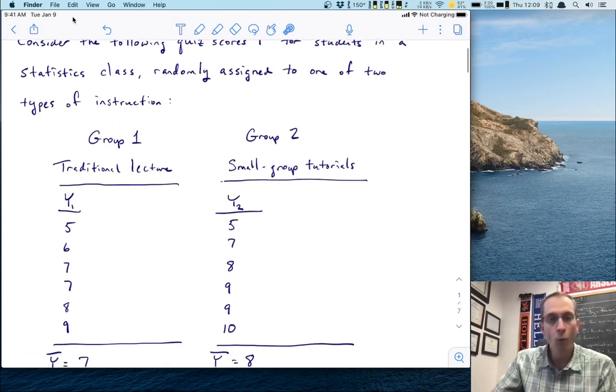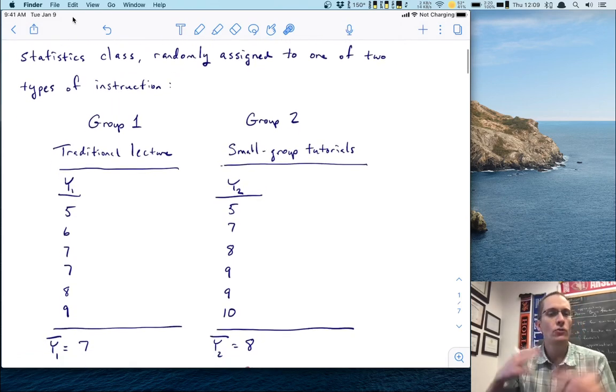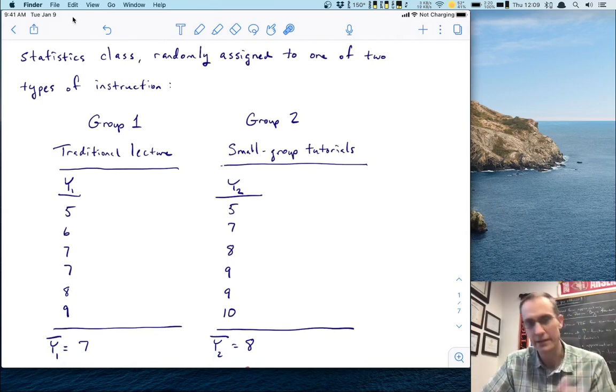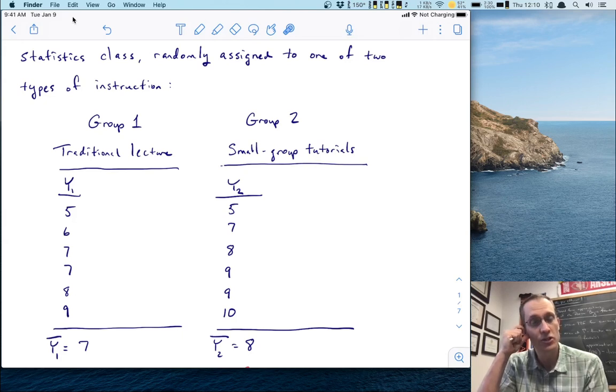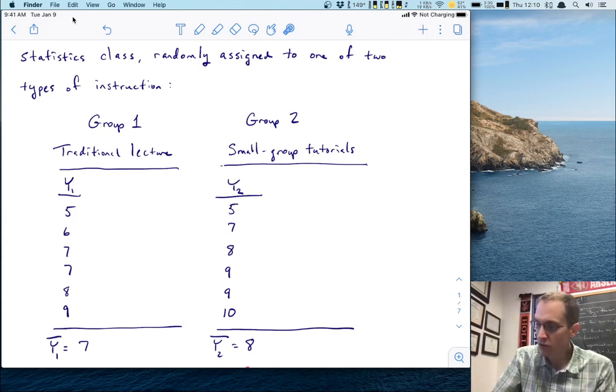Group one is a traditional lecture class, whatever that means, it's what it is. And the scores of those 6 students are as follows: 5, 6, 7, 7, 8, and 9. Overall, the mean of those scores is 7. So these students score like a 7 out of 10 on average. Group 2 is a little bit different structure. It consists of small group tutorials, same class, but just a different method of instruction. And those scores you can see here, their mean is 8.